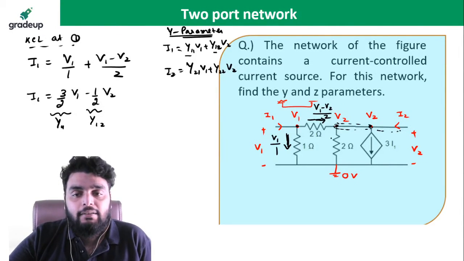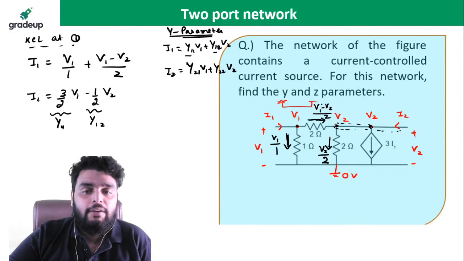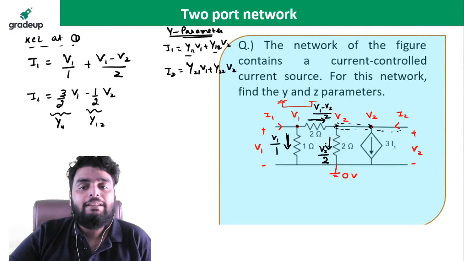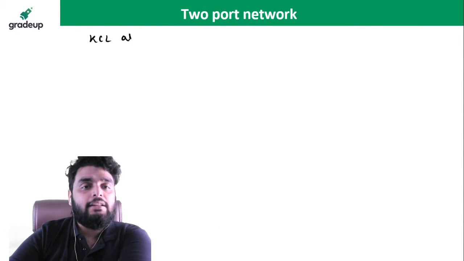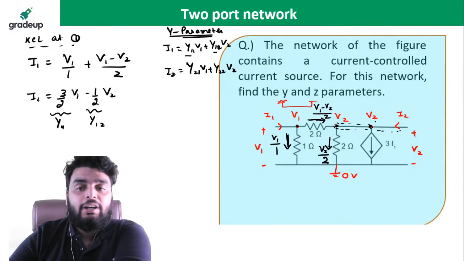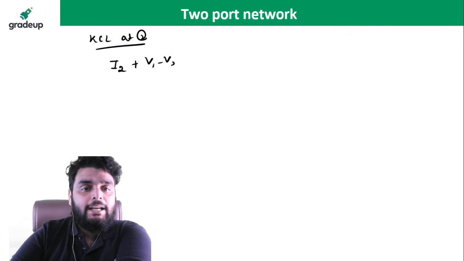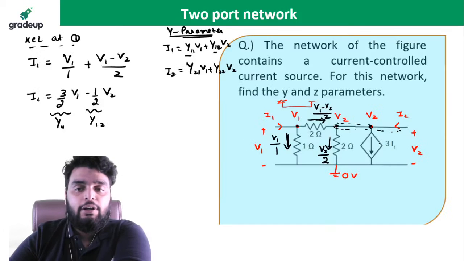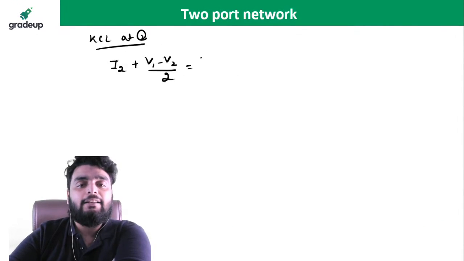So you can see what is the current flowing in this particular branch? V2 divided by 2. So I2 is entering, this V1 minus V2 by 2 is entering, and V2 by 2 and 3I1 are leaving. So if I apply the KCL at position 2, तो KCL क्या है? Sum of current entering. Which currents are entering? I2 and V1 minus V2 by 2. These two currents are entering, and which currents are leaving? See very carefully. V2 by 2 and 3I1 are leaving.